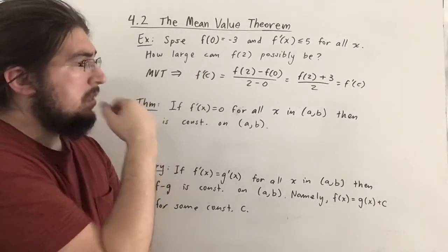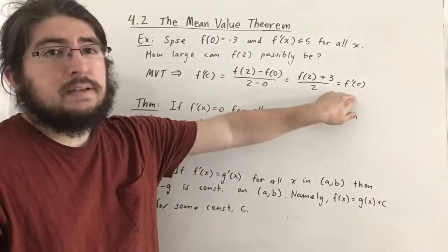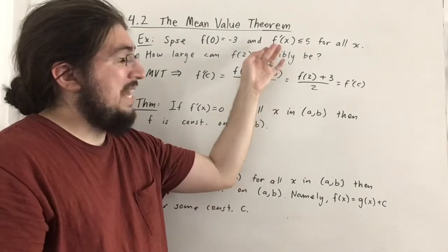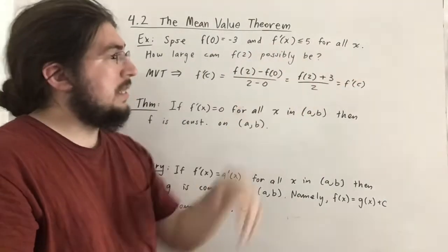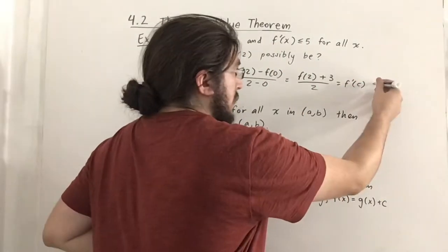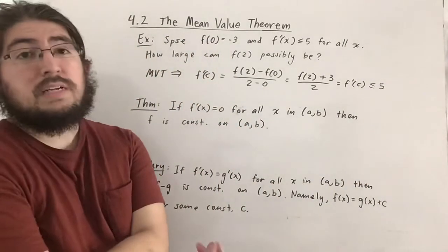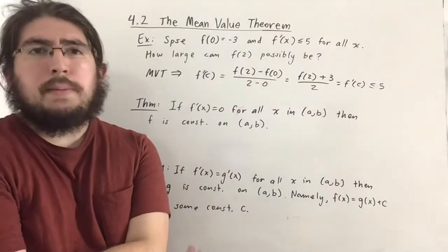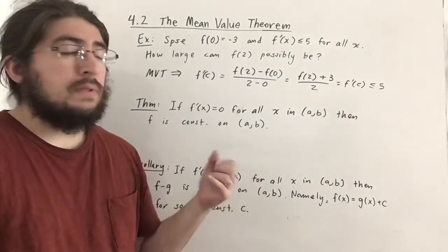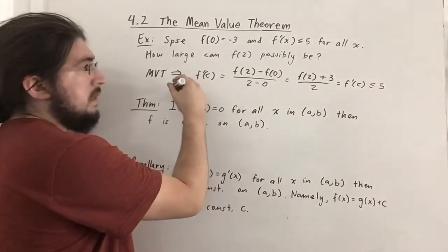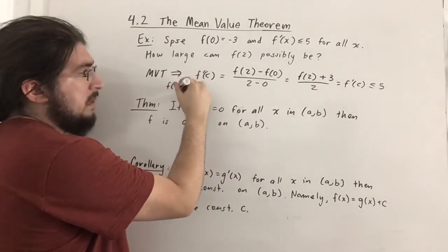So we can do this. But now notice f prime of c is f prime of, well, something. And f prime of anything is less than or equal to 5. So this has to be less than or equal to 5. So this gives us an idea as far as how large f of 2 can possibly be. It may be smaller than what we say it is, but the largest it can be is whatever we get here. So notice that we now have this equation, or I guess inequality really.